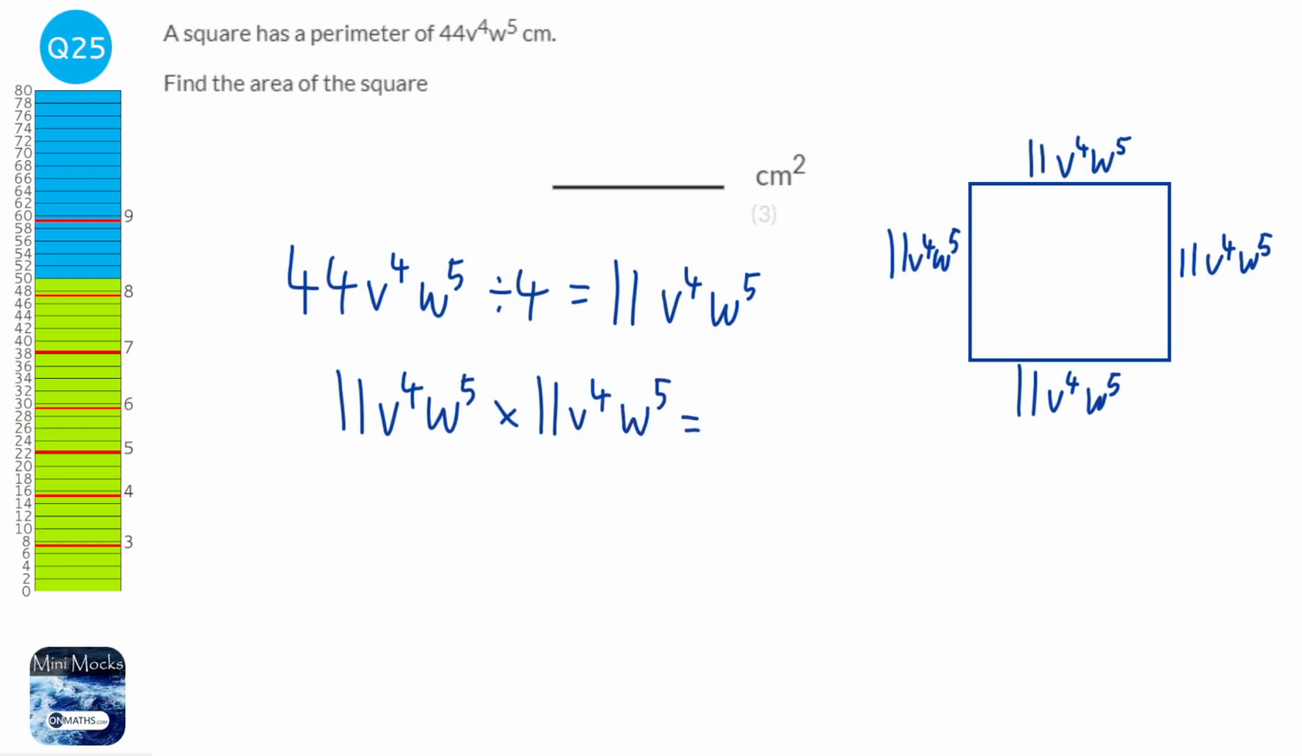Okay, so we're going to times the 11s together, so that's going to be 121. Going to times the v to the power 4s together, and remember with indices, if you times two powers of the same base and they're both v, then we just add the powers together, so that'd be 8. And we're going to add the w to the power 5s together, so that makes 10. So it's 121 v to the power of 8 w to the power of 10.